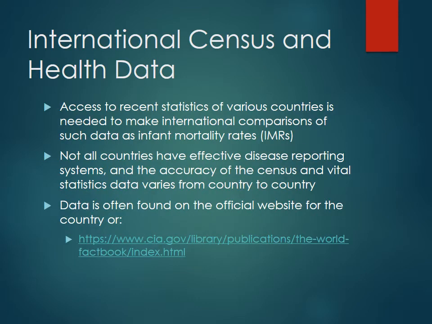So access to the recent statistics of various countries is needed oftentimes to make international comparisons, especially when you're looking at mortality rates. This will be important when we're looking at how to compare apples to apples between different countries, because based on those population differences, they can skew your numbers unless you're looking at it consistently. This is actually a good website if you ever want to go out and look at the collation of all this different information. We can see populations of different countries and death rates, et cetera. Of course, not all countries are going to have effective disease reporting systems, so obviously your more well-developed countries are going to have more robust systems than those more on the developing side.